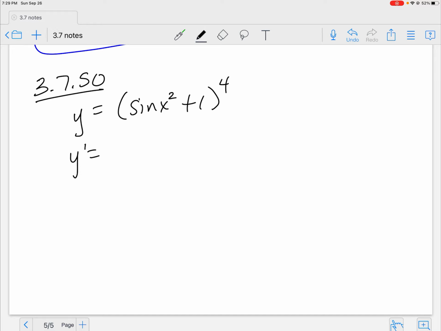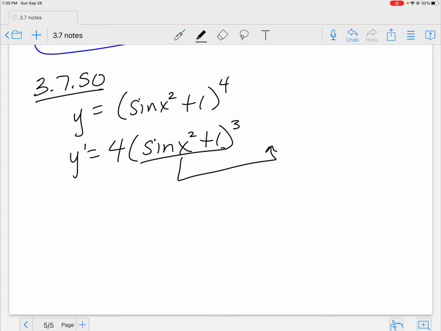Derivative of the outside. And I haven't talked a whole lot about it, but you are writing your notation, right? Because notation's a big deal in math. So make sure you're writing that notation. That's going to make a huge impact. 4 times sine x squared plus 1 cubed times the derivative of the inside. But look what happens when we have the derivative of the inside. We've got another chain rule.